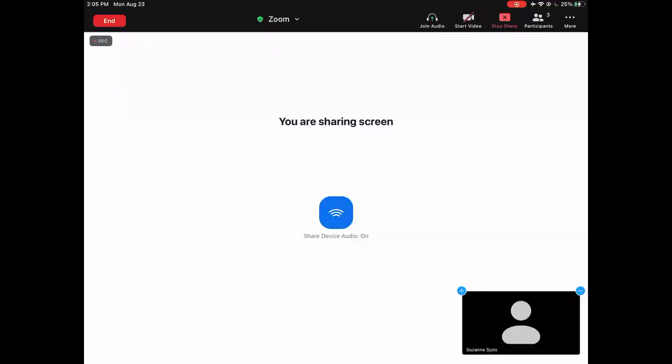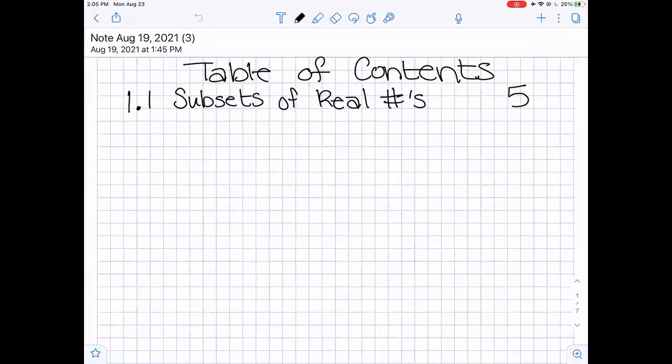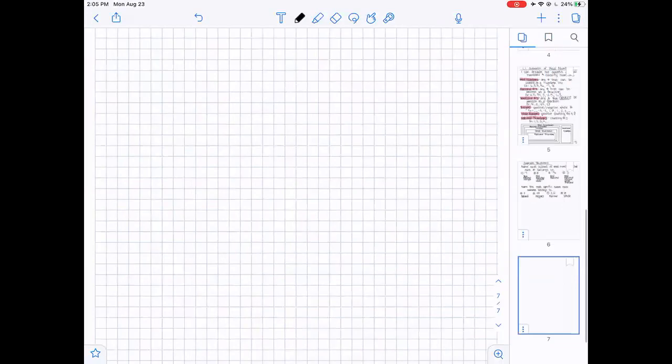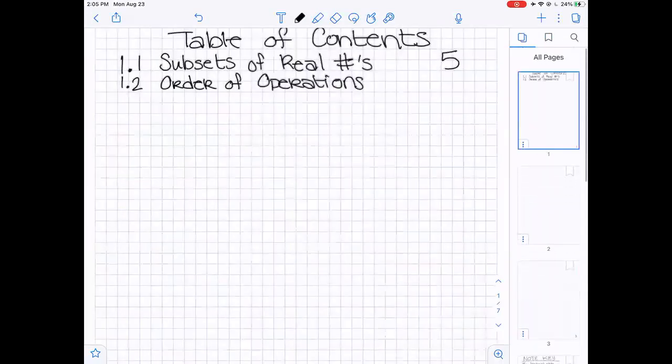Okay, so we are going to start a new idea today. Open your notebook to the table of contents. Our new idea is 1.2, order of operations. Then you have to look at what page yours is going to be on. Mine is going to be on page 7. Write down a 7 there.